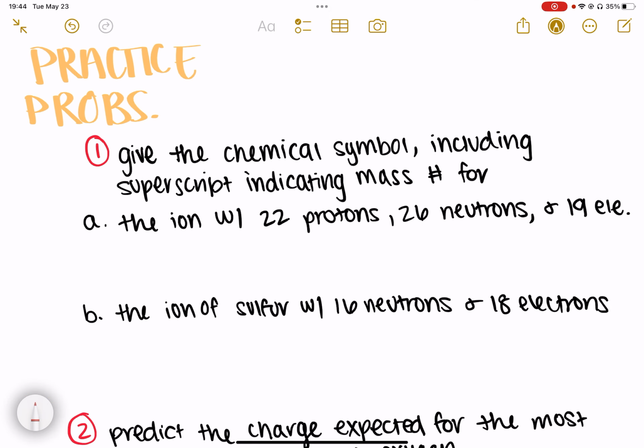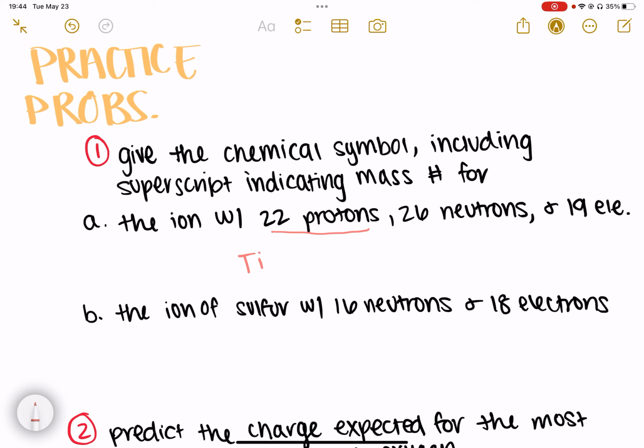So for some practice problems, the first one is: give the chemical symbol, including superscript indicating mass number, for the ion with 22 protons, 26 neutrons, and 19 electrons. So this goes back to when I first started, but you're going to have to use your periodic table to find what element has 22 protons, and that would be Ti. So I know my base is going to be Ti.